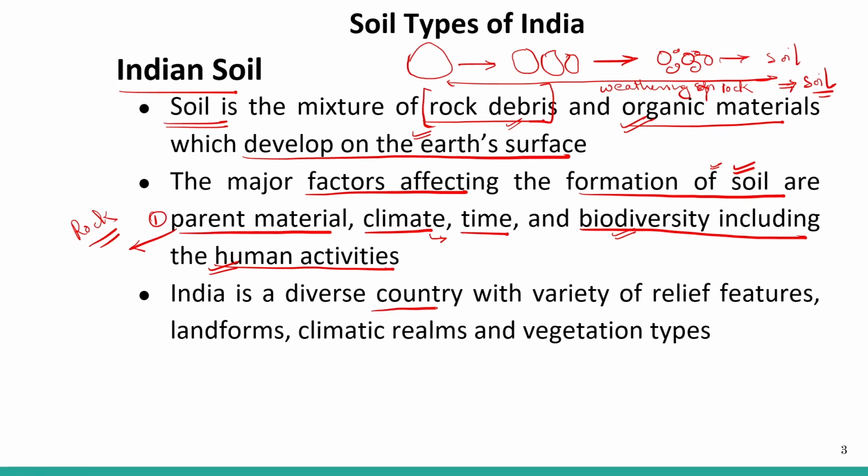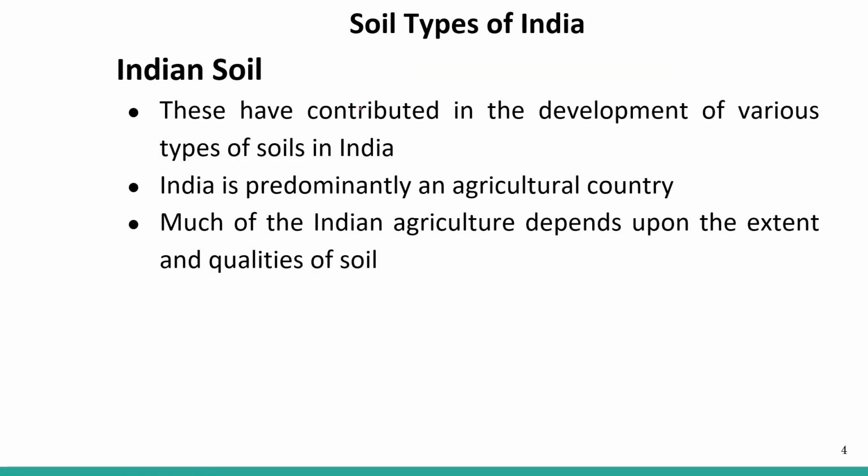India is a diverse country with a variety of relief features, that is landforms, climatic realms and vegetation types. We have different relief features and landforms, different climatic realms and different types of vegetation found in India. These have contributed to the development of various types of soil in India. So we have different types of soil in India.